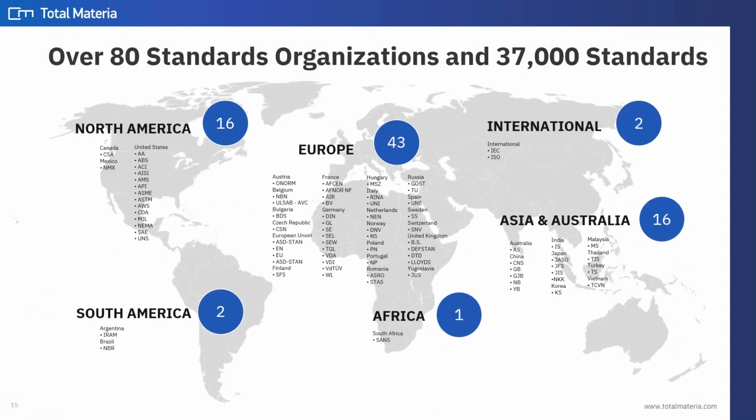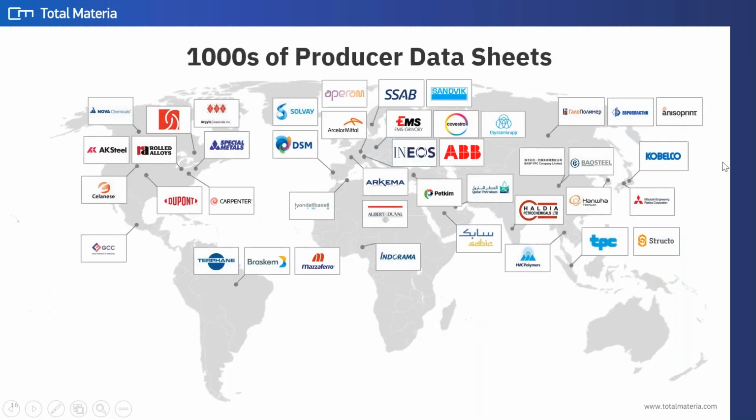We also cover 80 standard organizations coming from 37,000 standards. You can see that we cover standard organizations from across the world, thousands of producer data sheets.